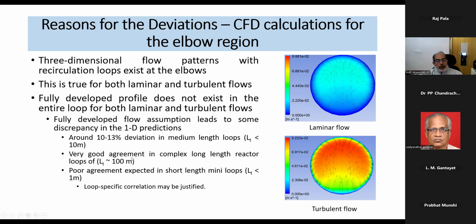But if your total circulation length is of the order of 100 meters, as in nuclear reactors, for example our PSWR, where the total circulation length is around 130 meters, in this case we are finding very good agreement. But when you go to a loop which is less than 1 meter, you find more disagreement with the correlation. And in such cases, you can actually go for loop-specific correlations.